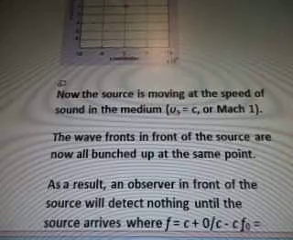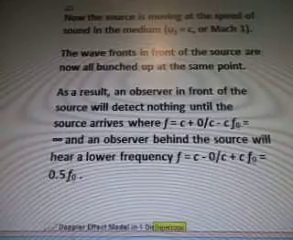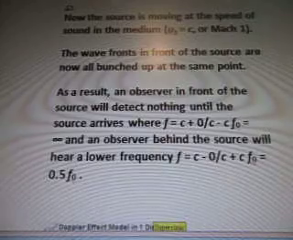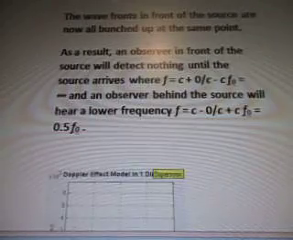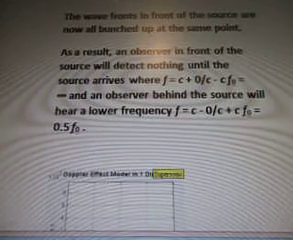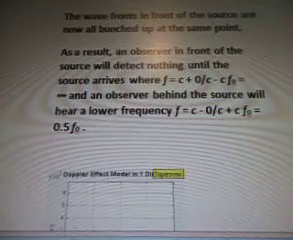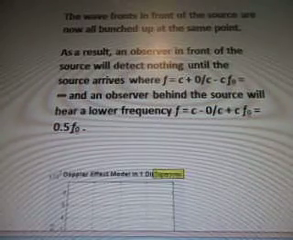Now the source is moving at the speed of sound in the medium, or Mach 1. The wave fronts in front of the source are now all bunched up at the same point. As a result, an observer in front of the source will detect nothing until the source arrives, where f equals that equation, and an observer behind the source will hear a lower frequency given by that equation.